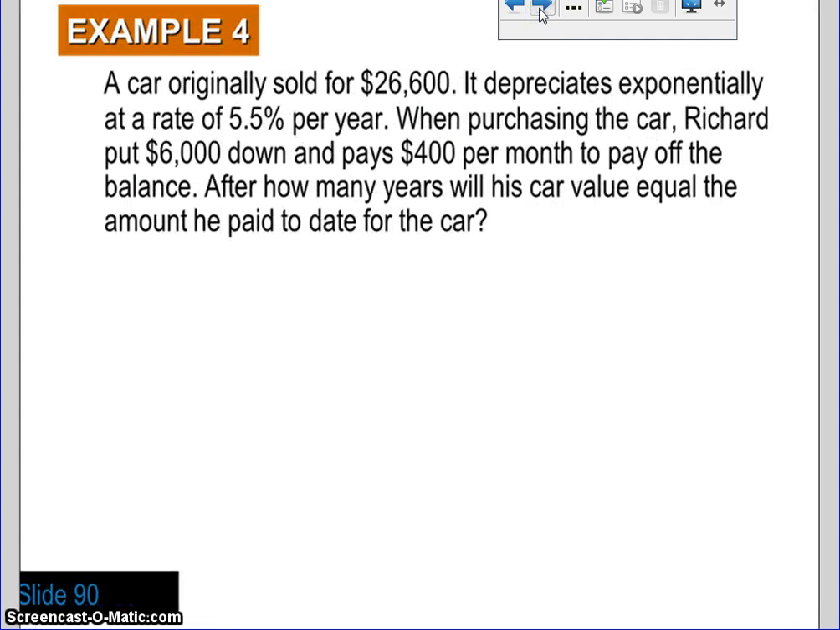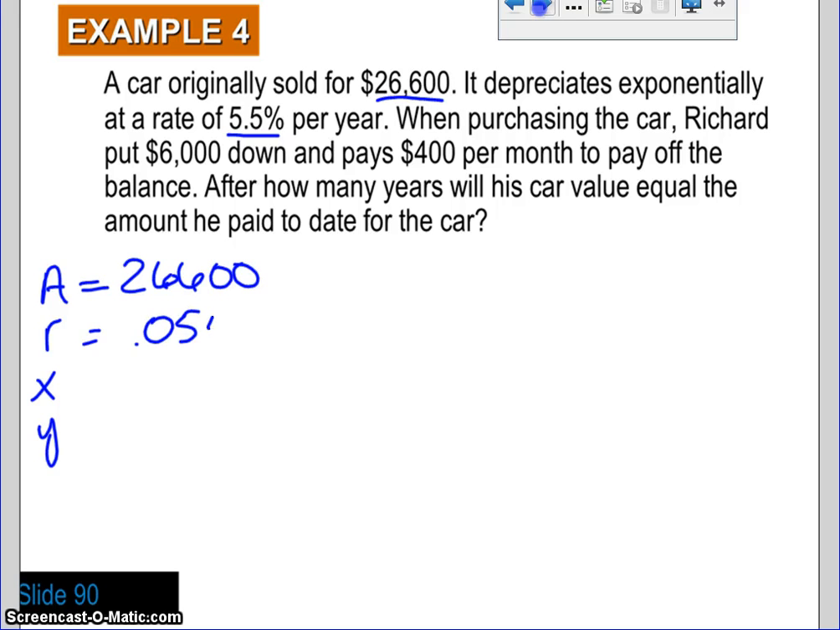All right, example 4. Let's go ahead again, A, R, X, Y. It says it originally sold for $26,600. It depreciates exponentially at a rate of 5.5% per year. So as a decimal, that's 0.055. He puts $6,000 on the car and pays $400 a month to pay it off. After how many years will the car's value equal the amount he paid to date?